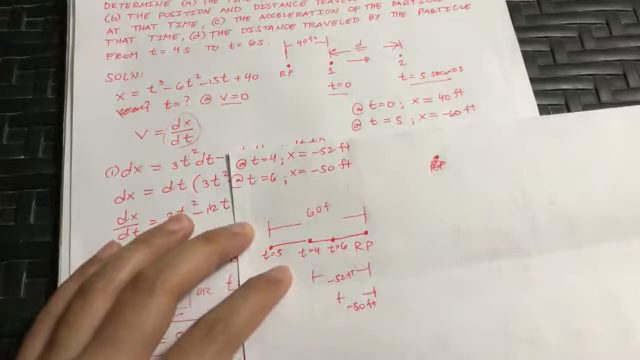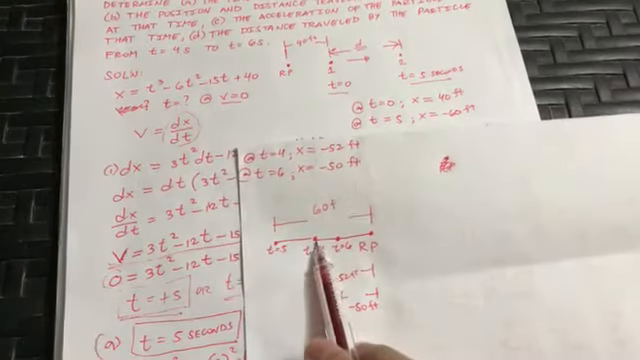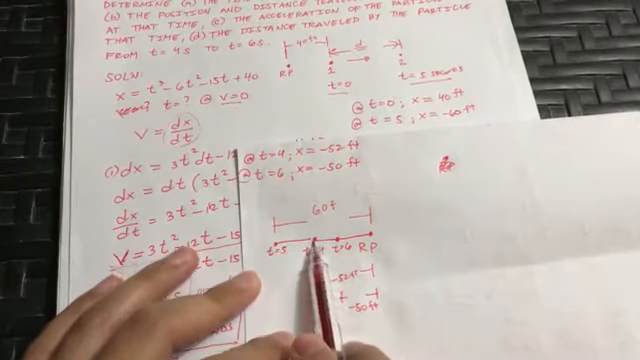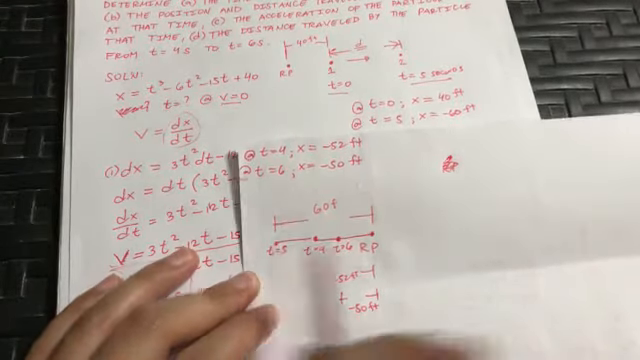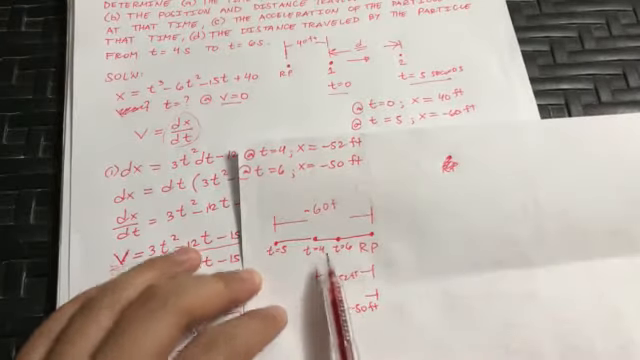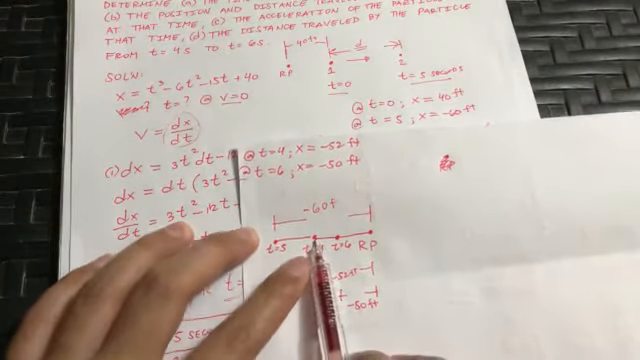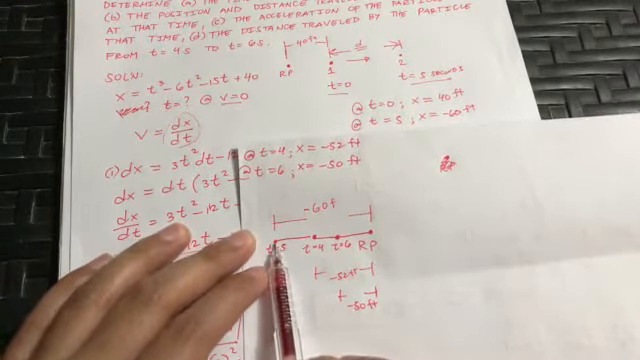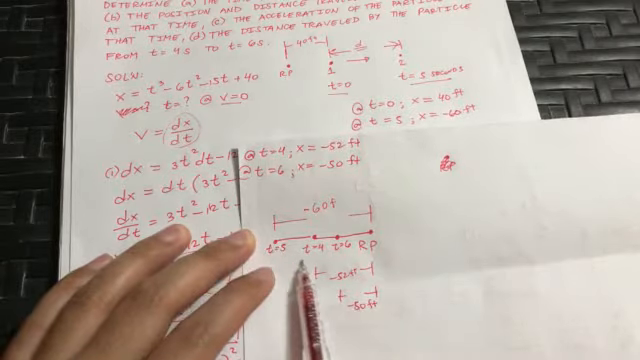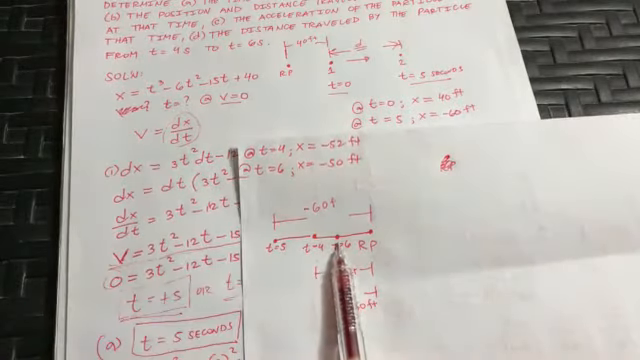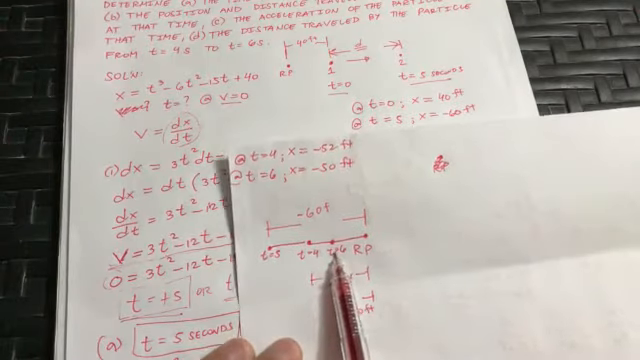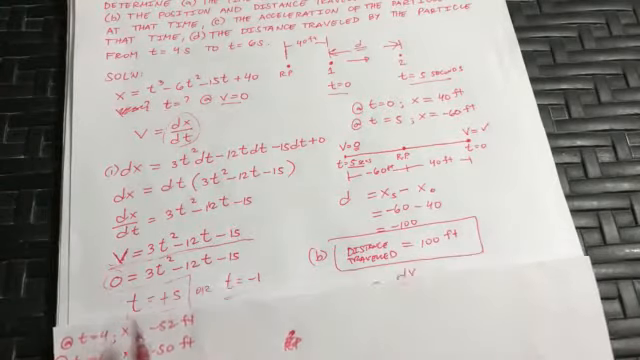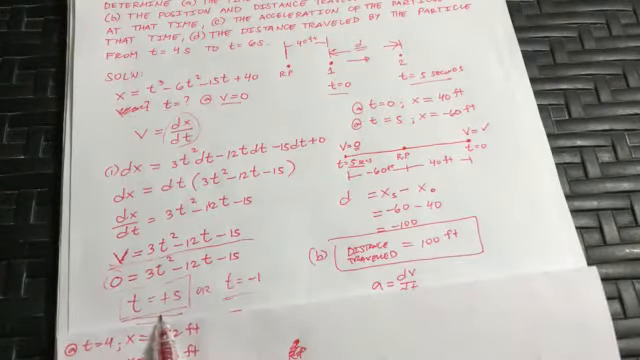Now, what this means is that at time 4 seconds, the object was over here. At time 5 seconds, the object was over here, or this is negative 60. So I repeat, at time 4 seconds, the object is over here. At time 5 seconds, the object is over here. At time 6 seconds, the object is over here. Meaning the object changed in direction, because we knew from our previous solution that velocity becomes 0 at time 5 seconds. Therefore, it changed its direction.